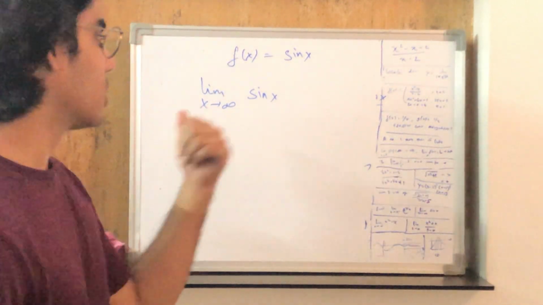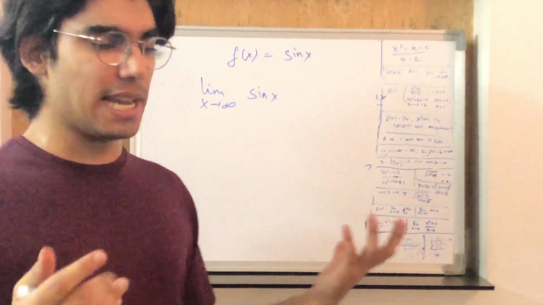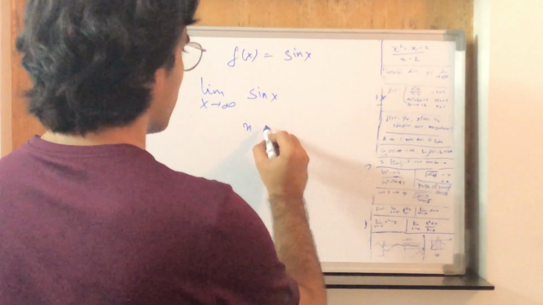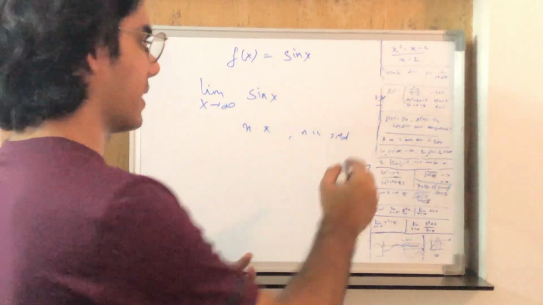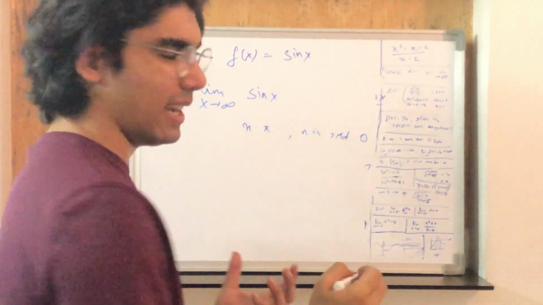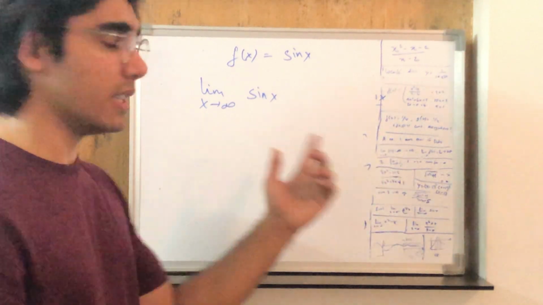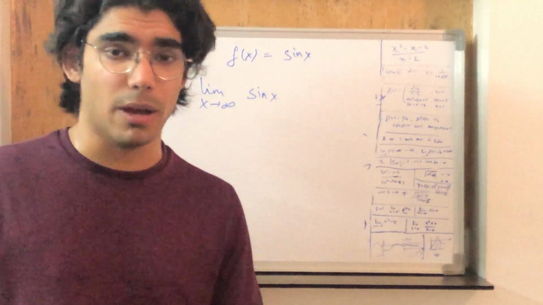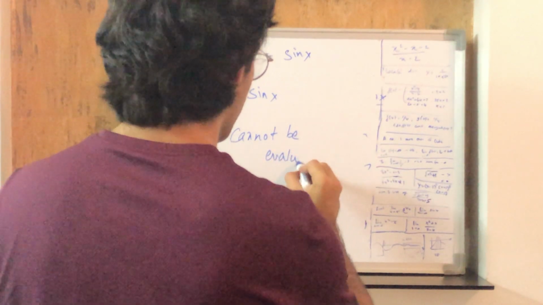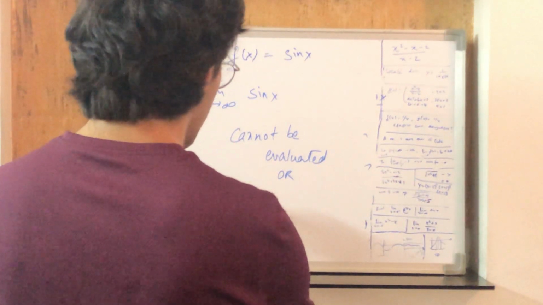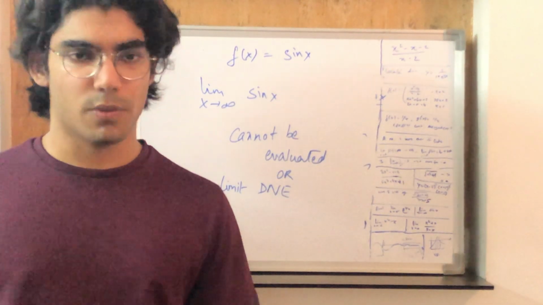It's an oscillating function. So when x approaches infinity, you don't know what multiple this x is, right? If it's n times pi, where n is odd, then you know that this value is going to be 0. And so there's no way of telling what this limit is going to be, because it's an oscillating function. You cannot make any claim about this. Therefore, the answer is: cannot be evaluated. Or in other words, the limit does not exist, DNE. This is another short form or acronym that we use.